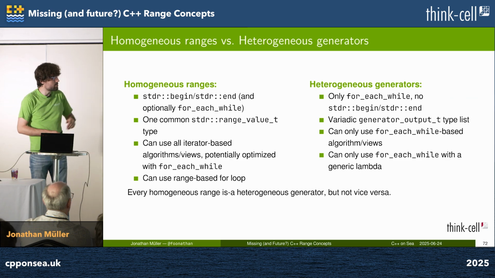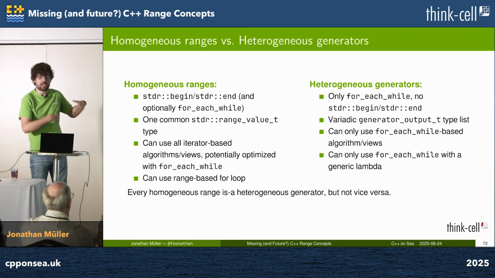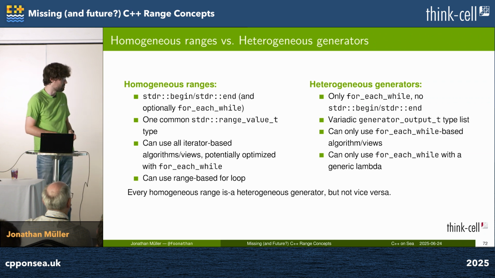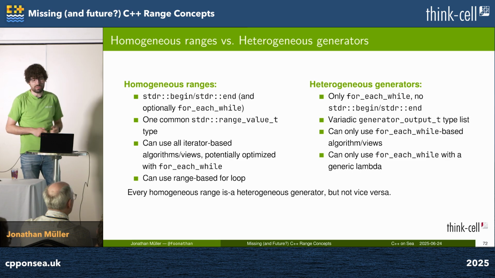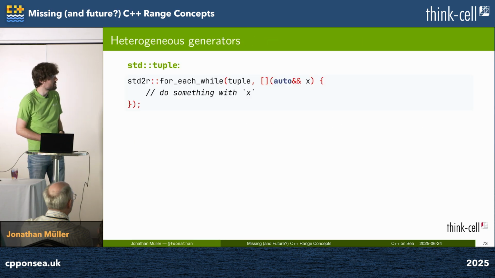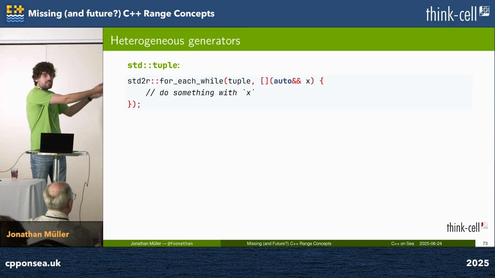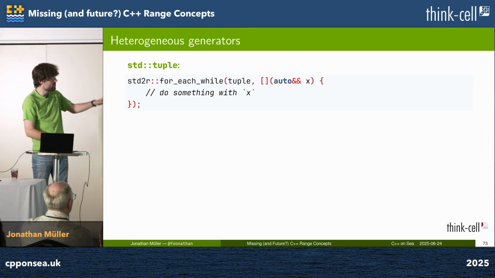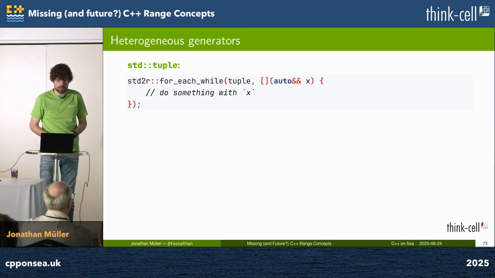This means that you're severely restricted in the algorithms and views you can use, because you essentially have to use a generic lambda when you iterate over a heterogeneous generator, since the lambda is instantiated with different types on each iteration. So every homogeneous range is a heterogeneous generator, but not vice versa. And tuple is a heterogeneous generator. We can just call for_each_while on a tuple, give it a templated lambda, and then do something with each element of the tuple. And we can use things like if constexpr to select between different types and handle each type separately.